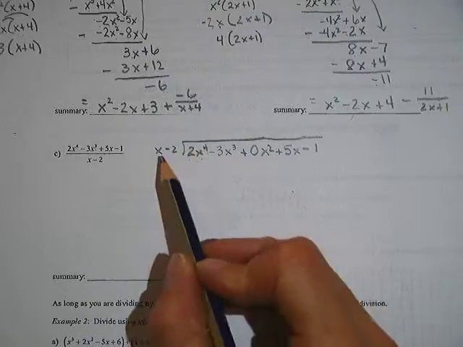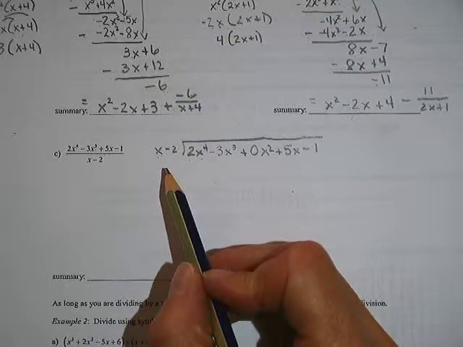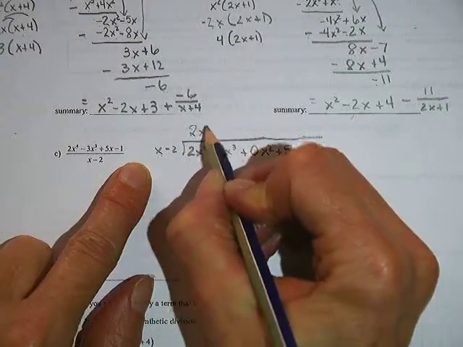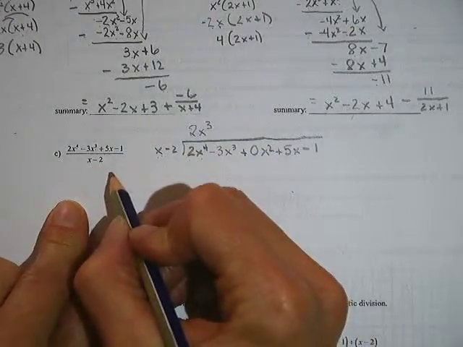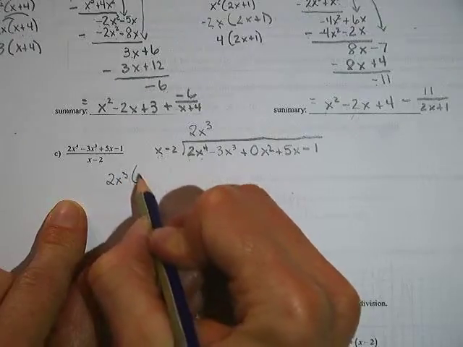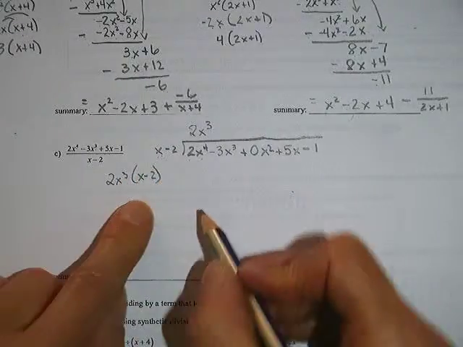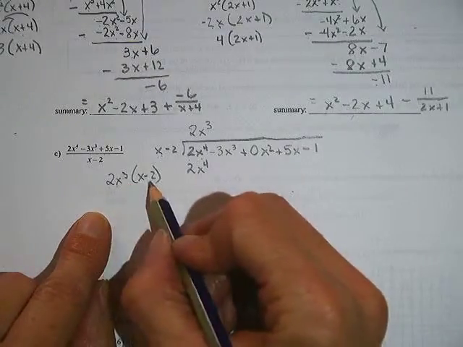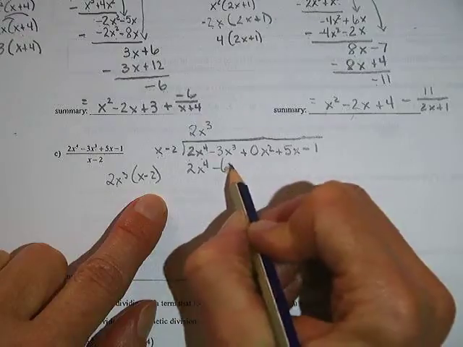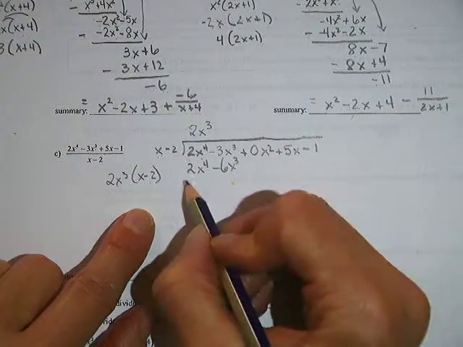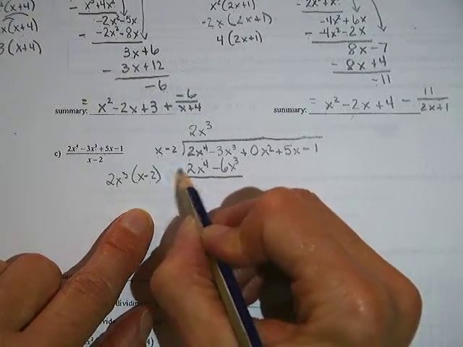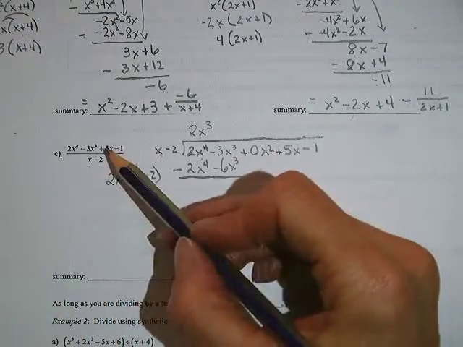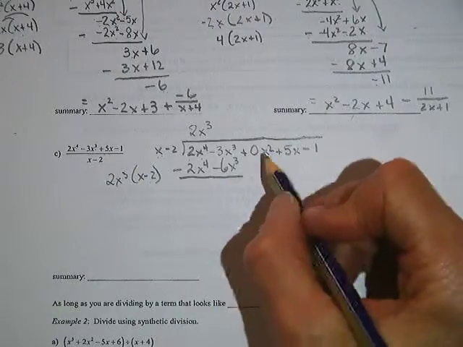All right. First things first. What do we need to multiply x by to get 2x to the 4th? 2x cubed. Because you multiply everything. So then I multiply 2x cubed by the x minus 2, and I end up with 2x to the 4th. And then what's minus 4x cubed, minus 3x cubed minus negative... what's 2x cubed minus 6x cubed?